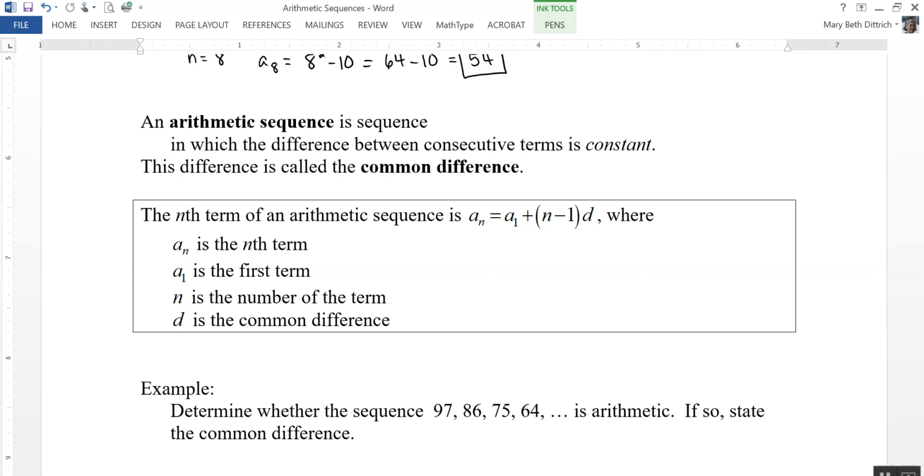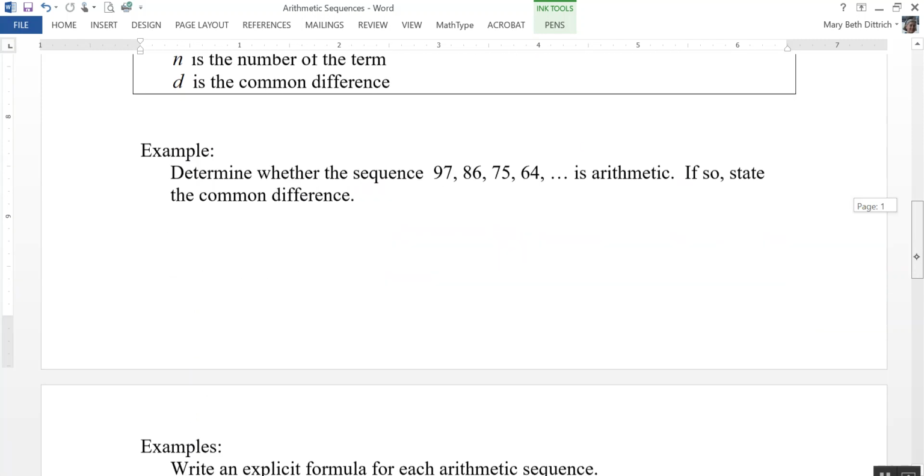So to find the nth term of an arithmetic sequence, we use the explicit formula a sub n equals a sub 1 plus the quantity n minus 1 times d, where a sub n is the nth term of the sequence, a sub 1 is the first term, n is the number of the term, and d is the common difference. So let's take a look at some examples here.